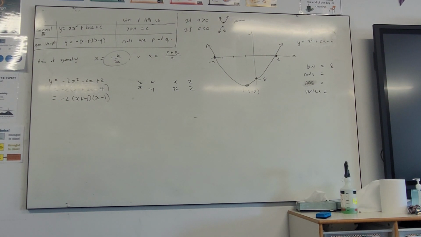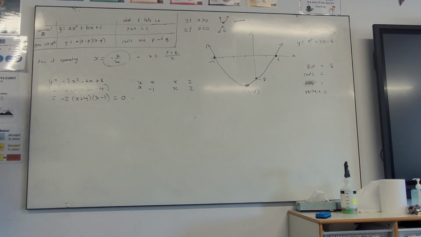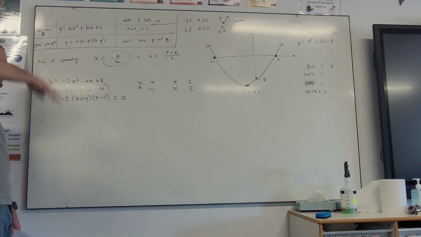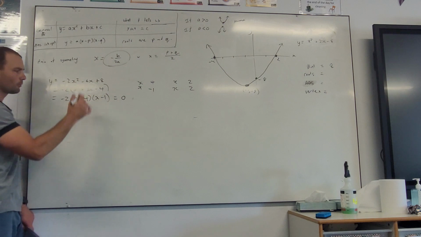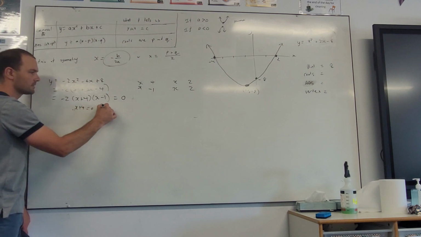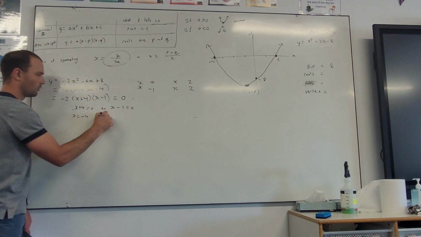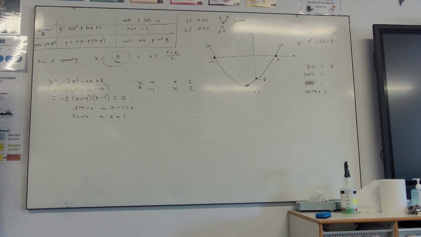Identify the roots. Quadratic's been factorised. Well, the roots occur when y equals 0, when the quadratic equals 0. We can divide both sides by the -2, chuck it out. It doesn't affect the roots in any way. We can apply the null factor law. We're going to have x plus 4 is 0, or x take 1 is 0. We get x is -4, or x is 1. They are the roots.